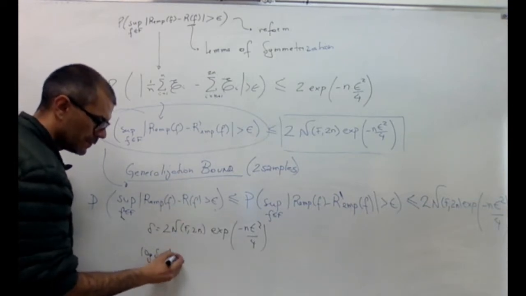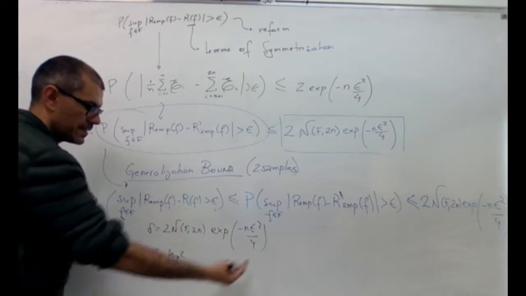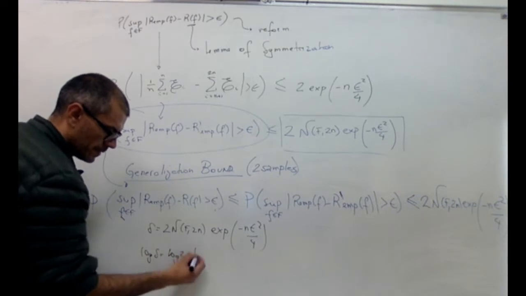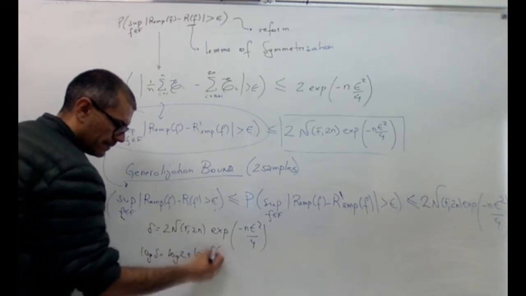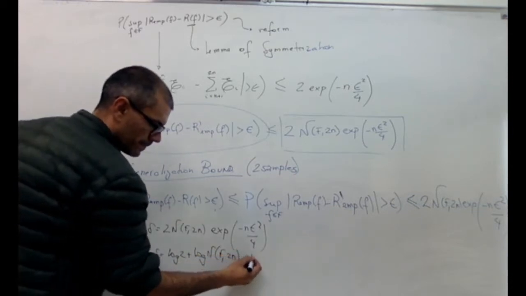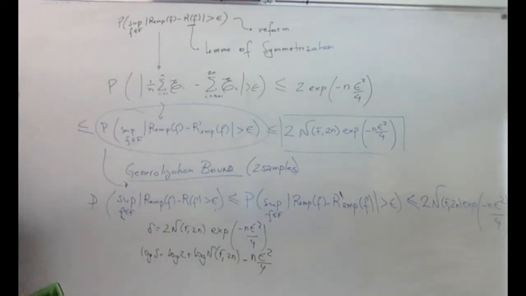So we have log of 2, perfect. Log of 2, and this guy will be inside. So somehow we will have plus log of n f2n, right? Minus n. Oh yeah, I think it was right. Okay, but anyway, we do it again, no problem.